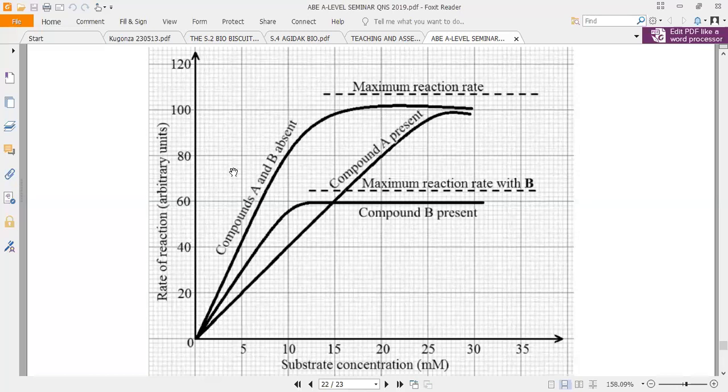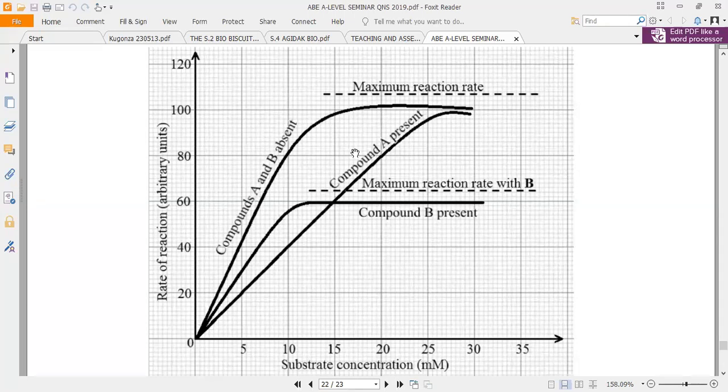Then when you look at now this one here, then you look at compound A. When compound A and B were absent, you notice that the rate of reaction was so rapid. If you compare this to this and this, these three lines, you compare that this one, the rate of reaction was very rapid compared to these others. But of course, you should start asking yourself questions, why was that the case? Because be sure that they're likely to ask you something like that.